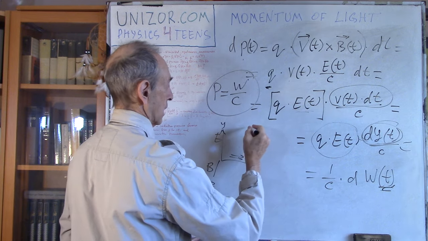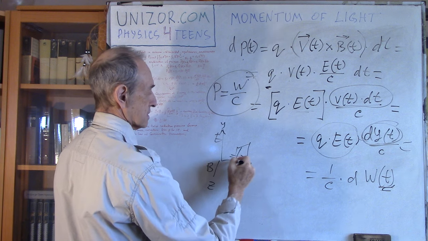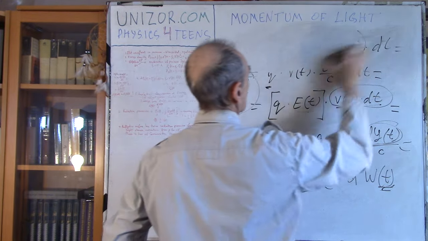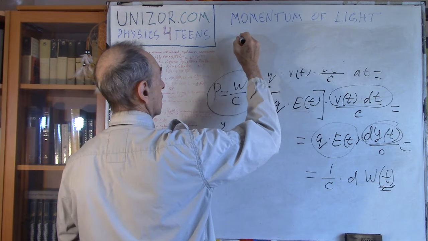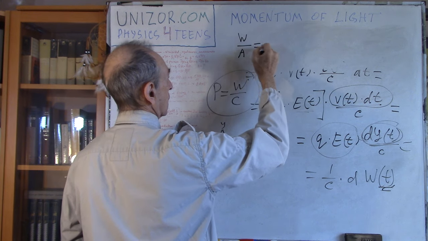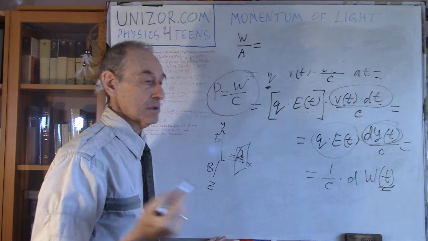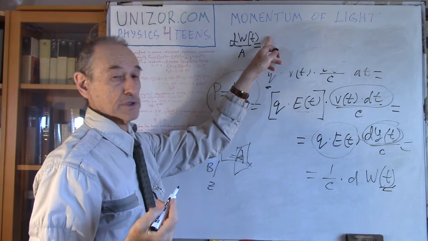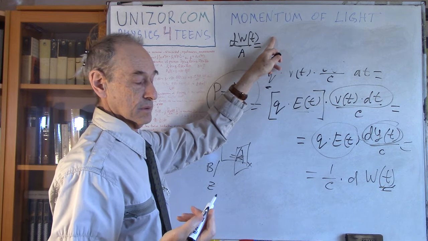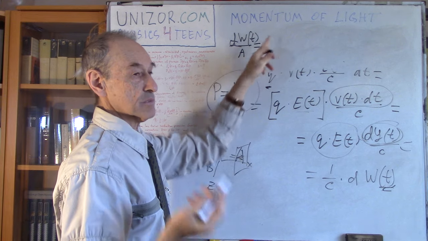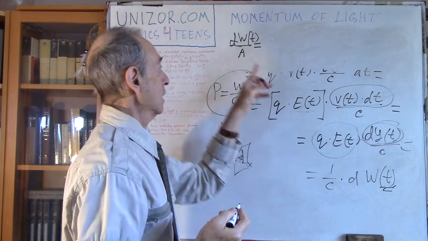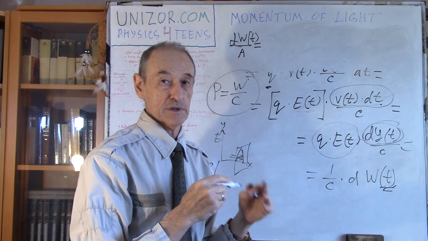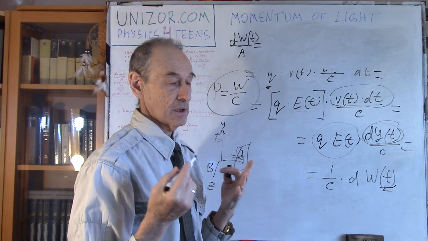So if we divide this by the area. Now this object has a certain area A. So if I divide by area, I will have dW of t divided by area. Now this is per unit of time, because this is a derivative. So if the derivative is by time, it's how much energy is flowing per unit of time. If I divide by A, that's how much energy is flowing through a unit of surface in the unit of time, which is energy flux density.